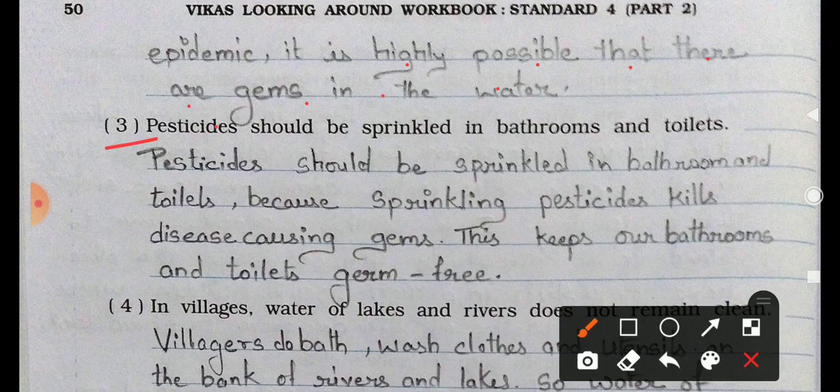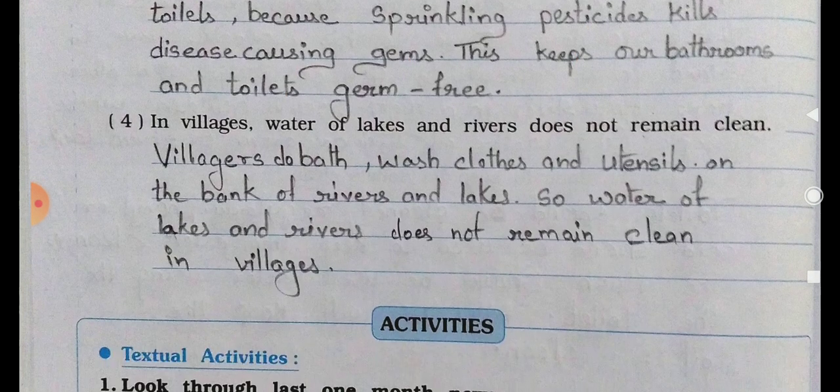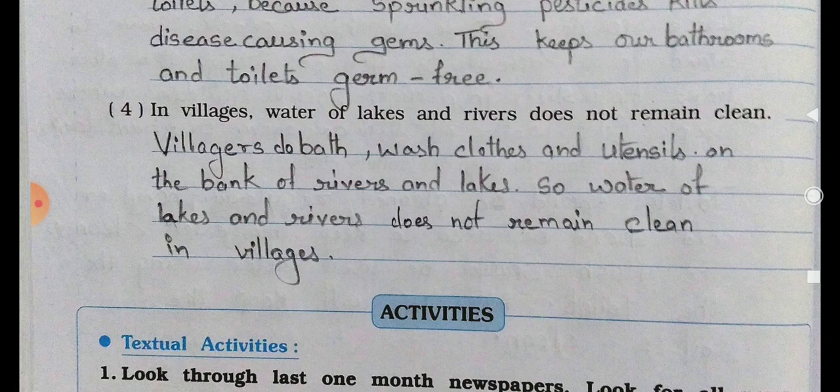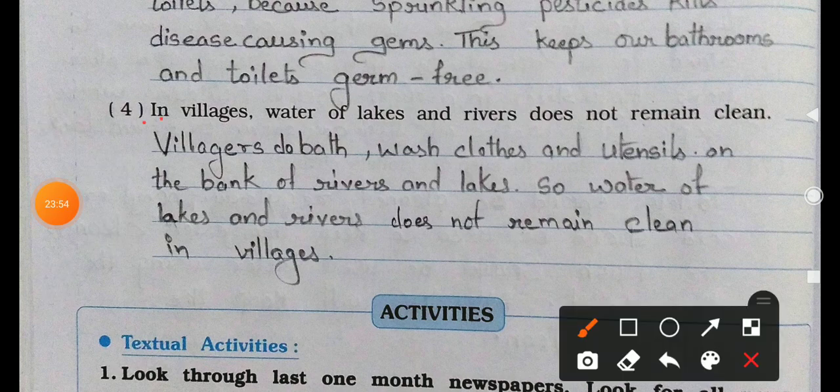Pesticide should be sprinkled in the bathroom and toilet. Third number, the answer is, pesticides should be sprinkled in bathrooms and toilets because sprinkling pesticides kills disease-causing germs. This keeps our bathroom and toilet germ free. So we have to use pesticide and sprinkle it in our bathroom and toilet and make them germ free.